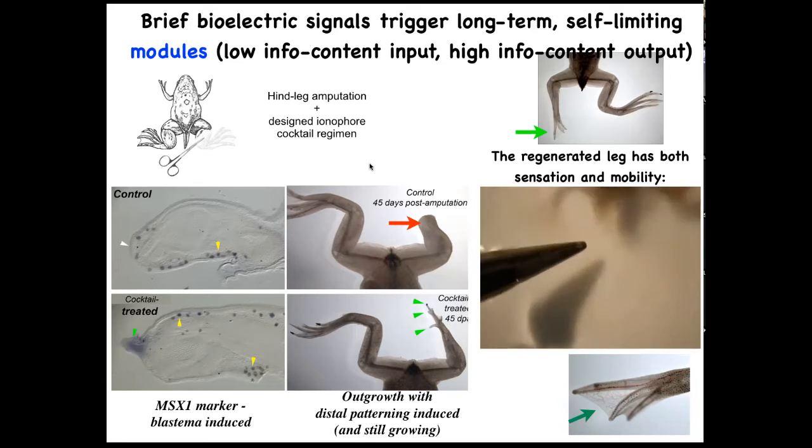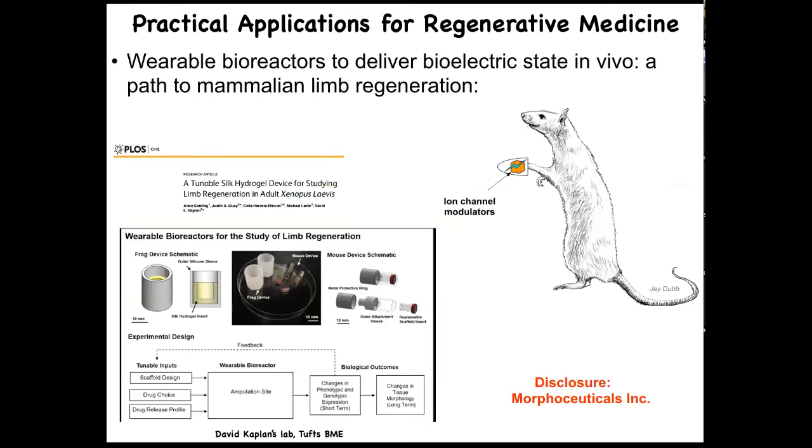And here I have to do a disclosure, which is that Dave Kaplan and I have this company called Morphoceuticals, where we are trying to move that approach now from amphibians to mammals, and we are doing work to try to get eventually, hopefully, in the clinic with a mammalian limb regeneration application delivered by this wearable bioreactor, which is what David's lab does.